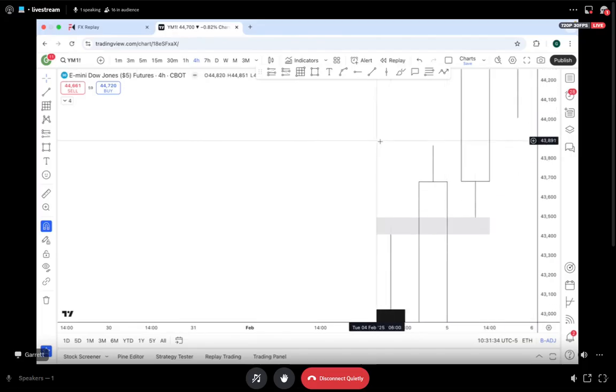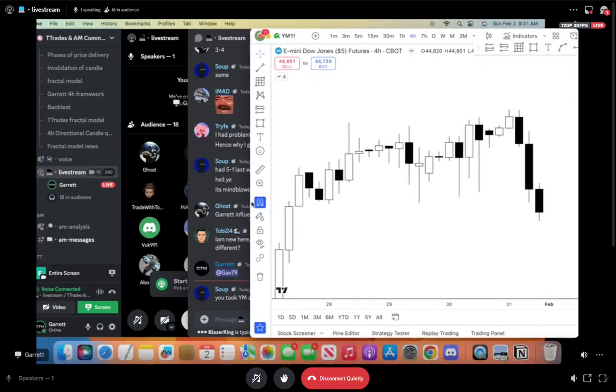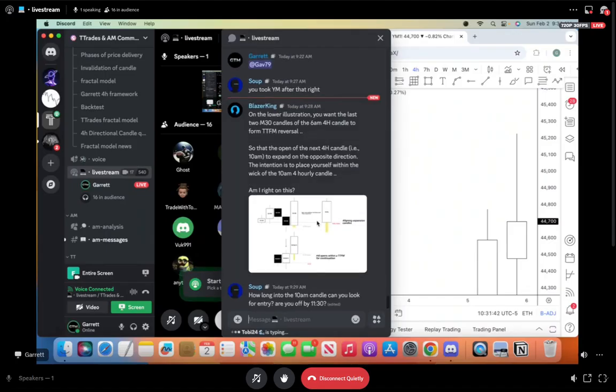And then you see the next day, it prints the same model. It's crazy. On the lower illustration, you want the last 230 candles, up to six. Okay, let's see. Yeah, so this is just when you open up into a fractal model. It's not always the case though.